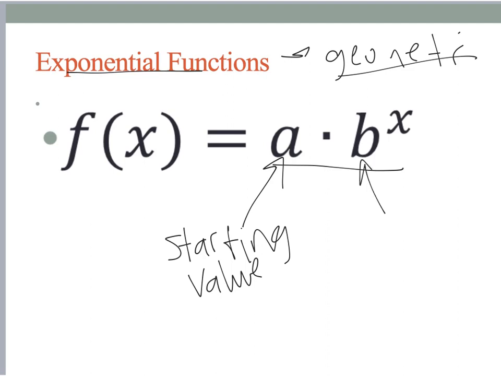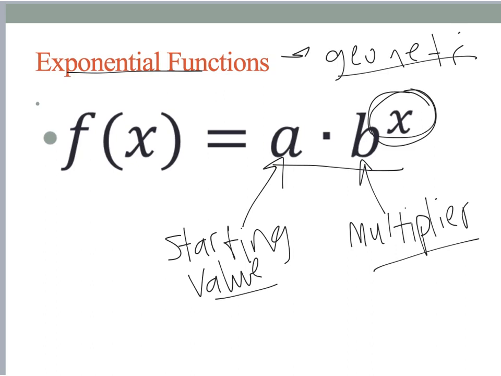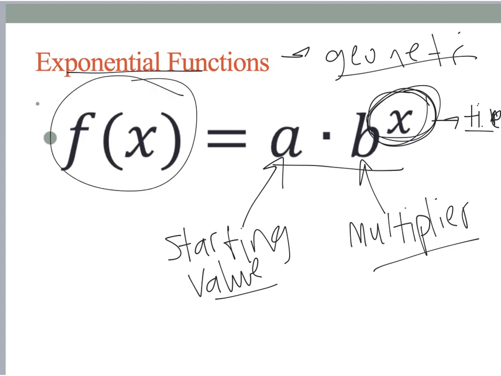So a is going to be our starting value. B is going to be our multiplier, so that's going to be how things are growing. Make sure that you write those down. The other thing you need to know is that our x value goes here. When we're talking about exponential functions, this is usually time. And my pen is not marking right now, but it's time. And then this would be the output or whatever we're trying to measure. A lot of the times we do bacteria or stuff like that.